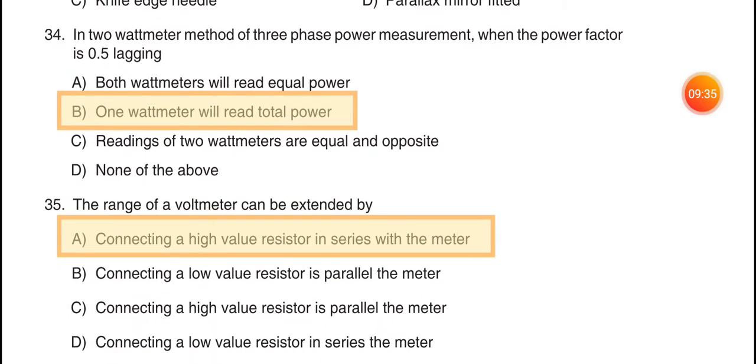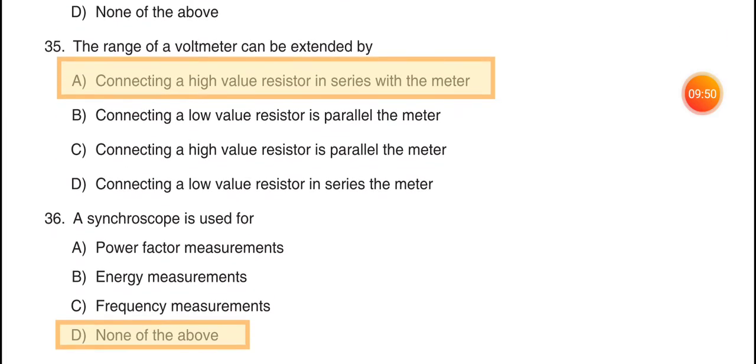34. In 2 wattmeter method of 3-phase power measurement, when the power factor is 0.5 lagging, answer option B, 1 wattmeter will read total power. 35. The range of a voltmeter can be extended by. Answer is option A, connecting a high value resistor in series with the meter.